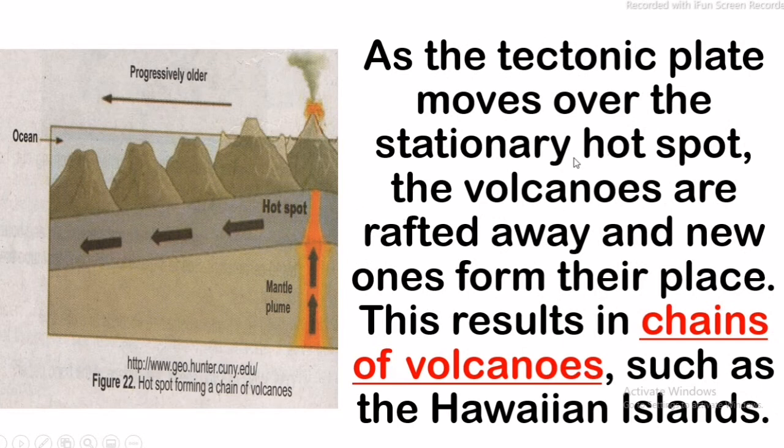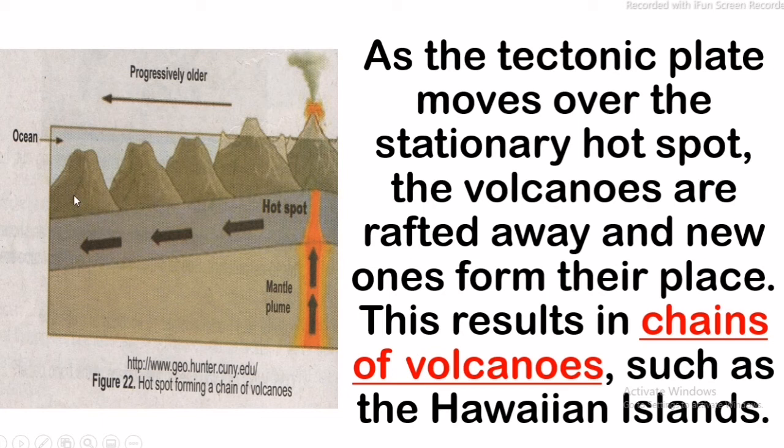As the tectonic plate moves over the stationary hotspot, the volcanoes are erupted away and new ones form in their place. This results in chains of volcanoes such as the Hawaiian Islands. So remember that the plate is moving, as indicated by this arrow. The mantle plume or the hotspot is stationary, meaning it is on that position. It never changes.